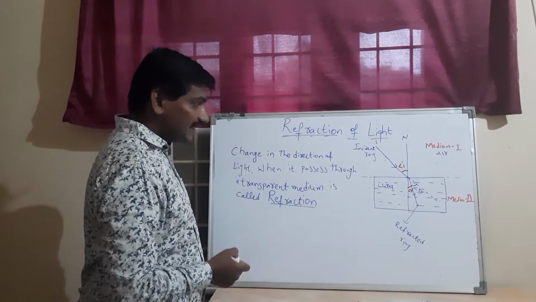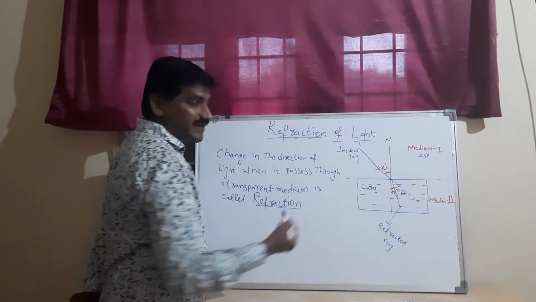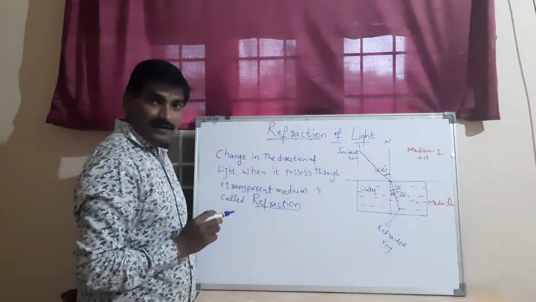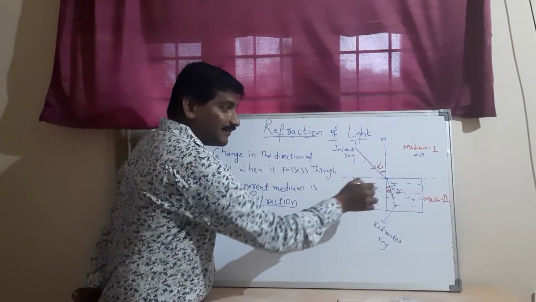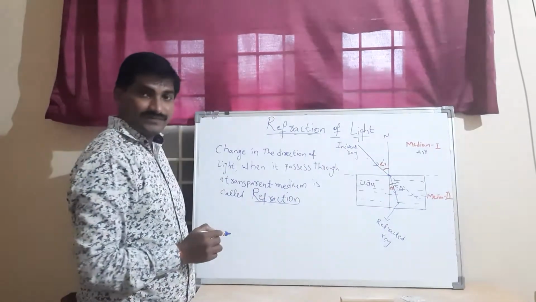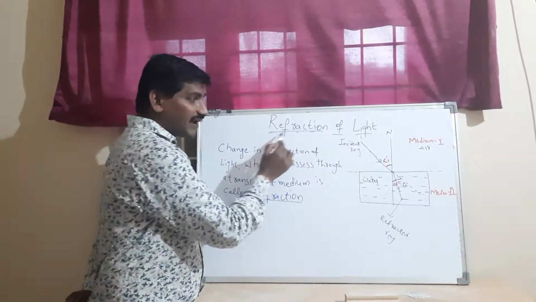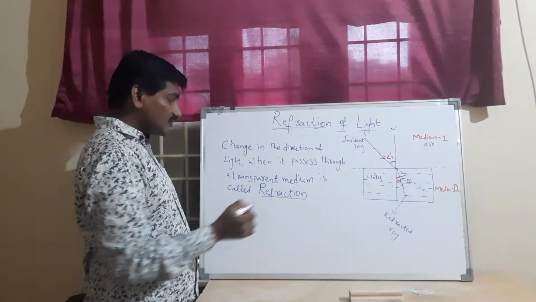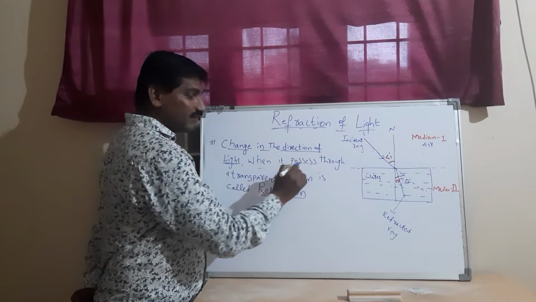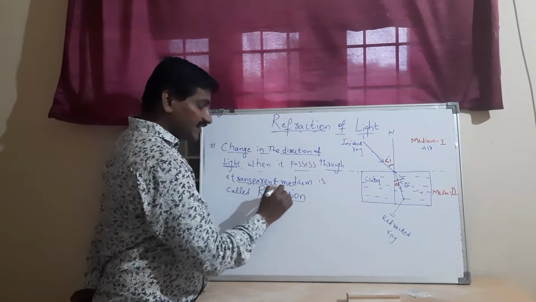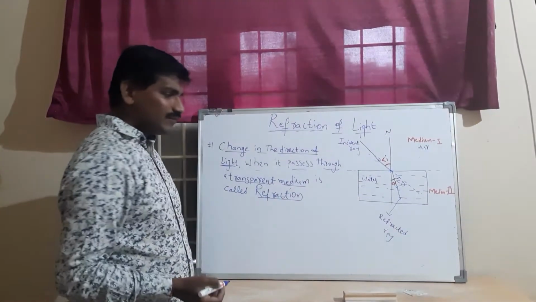In the same way, when a light ray is incident on any surface of a transparent medium, it will bend, which means it changes its direction of path. That phenomenon is called refraction of light. Bending of light at the boundary of the media is called refraction of light. So the change in the direction of light when it passes through a transparent medium is called refraction.